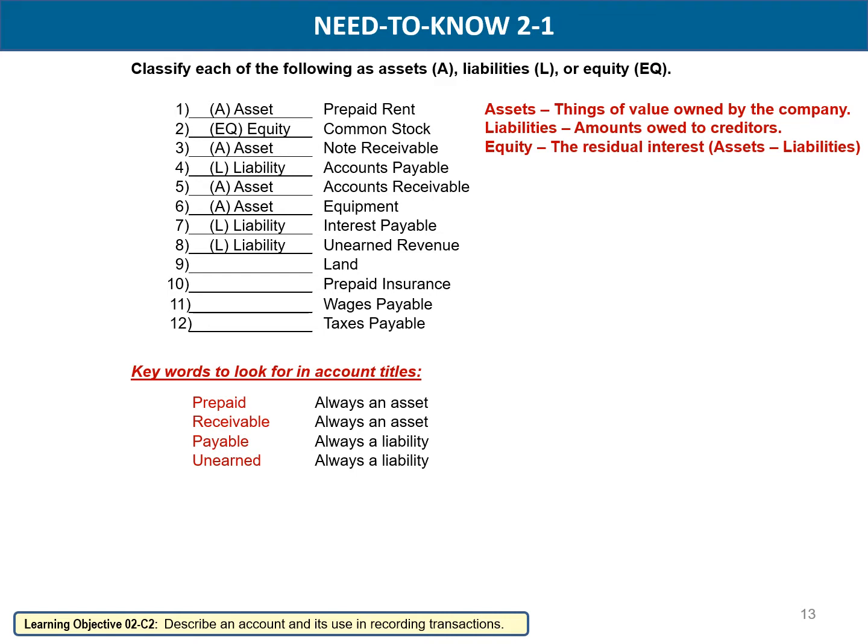And then what about land? Things of value? I'd say so. So that's an asset. What about prepaid insurance? So it has that keyword prepaid. Always an asset. That's right. And then wages payable and taxes payable. So those also have the keyword payable in them. So they're both liabilities. Okay. All right, so I hope you did well on that. Let's move on to the next section.